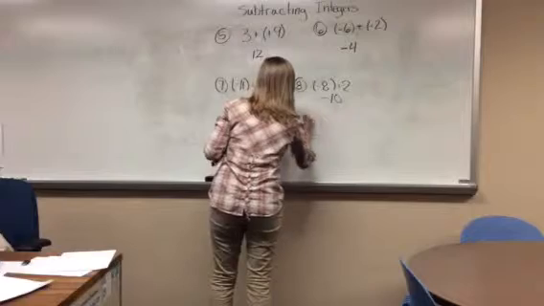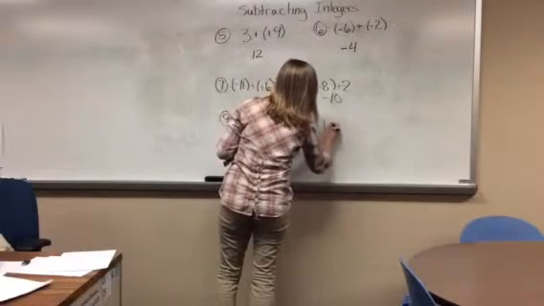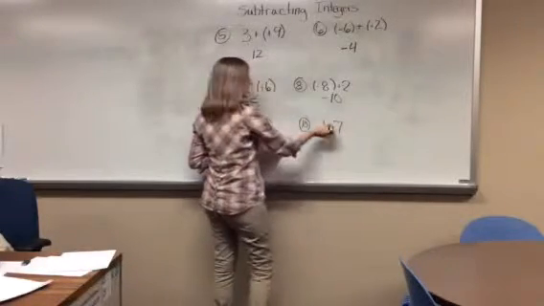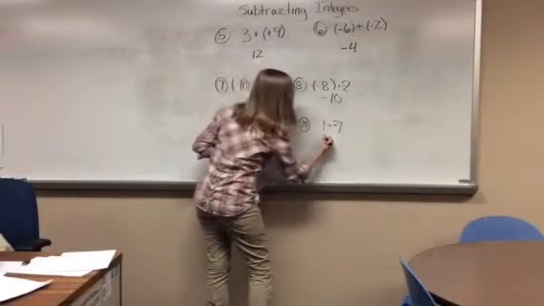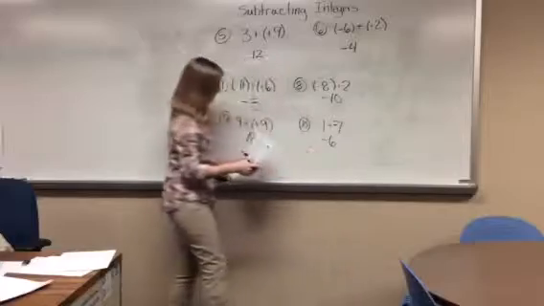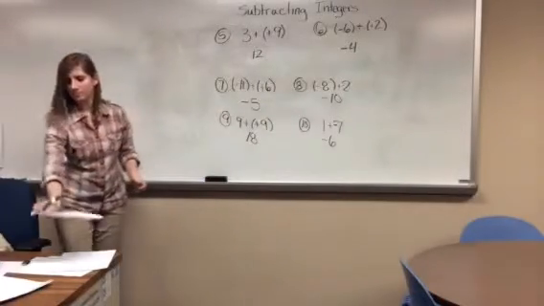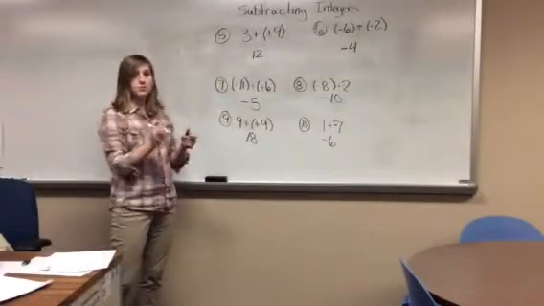And lastly, number 10, we have 1 minus 7. Changing it to adding the opposite sign, 1 plus -7 gives us -6. And that's all for subtracting integers.